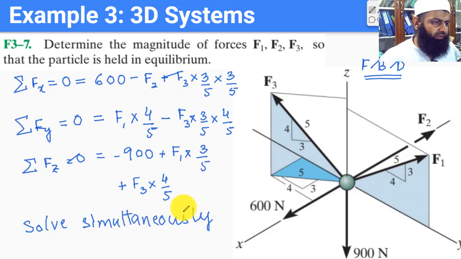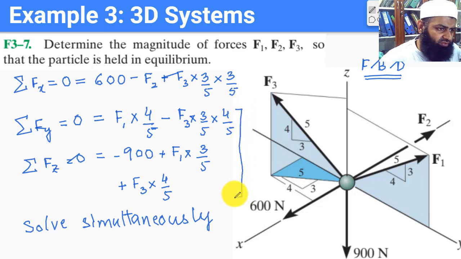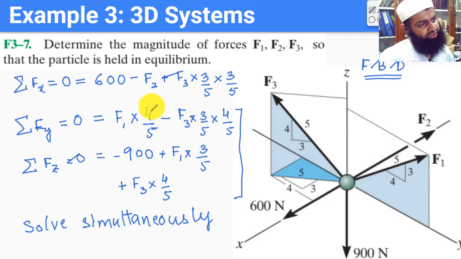So these simultaneous equations are easier than they look. First of all, we can understand that these two equations only have two variables. So these only have F1 and F3 in them. So we can just solve them simultaneously without even caring about this third equation. And then we can plug in the value of F3, which we found from the first two equations, or I should call the last two equations, and plug that value in the first equation to find F2.